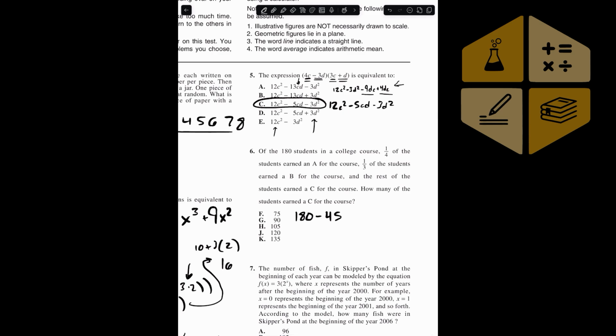So now let's subtract off those who made a B. So minus 1/3 of 180. You might be able to do that in your head and see that it's 60, or you can do 180 divided by 3 in your calculator, whatever the case may be.